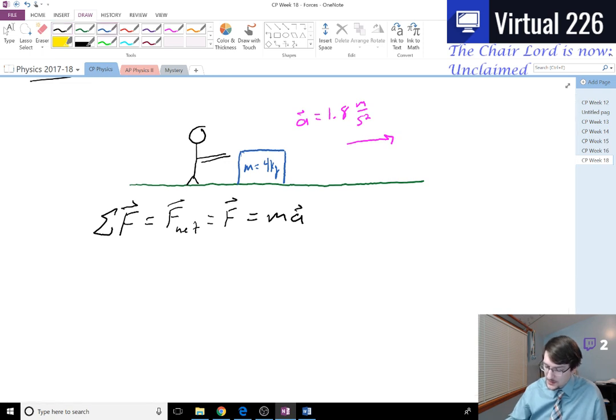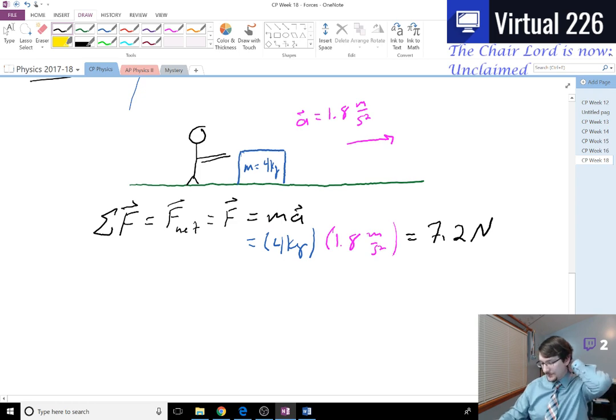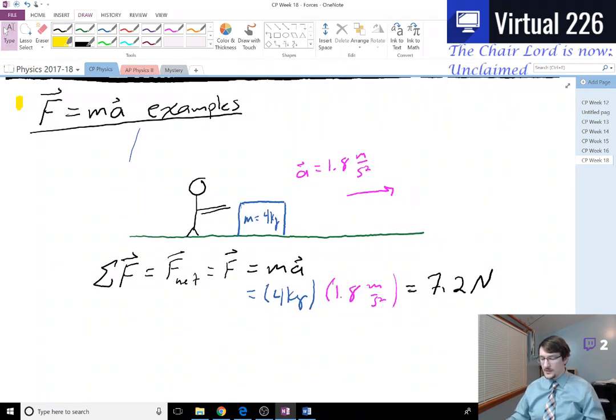In our case here, the mass is 4 kilograms. The acceleration, 1.8 meters per second squared. We just multiply them together. 4 times 1.8, boom, done. The force you're pushing with is 7.2 newtons. That's it. That's how quickly you can do a problem like that. And that's just the most basic example of a problem there, okay?